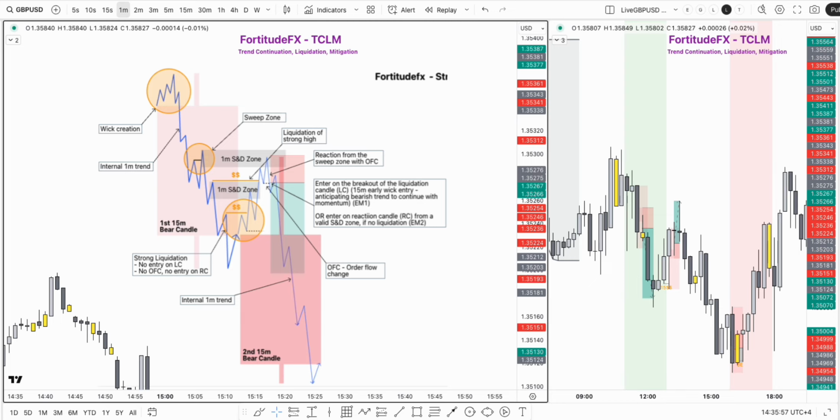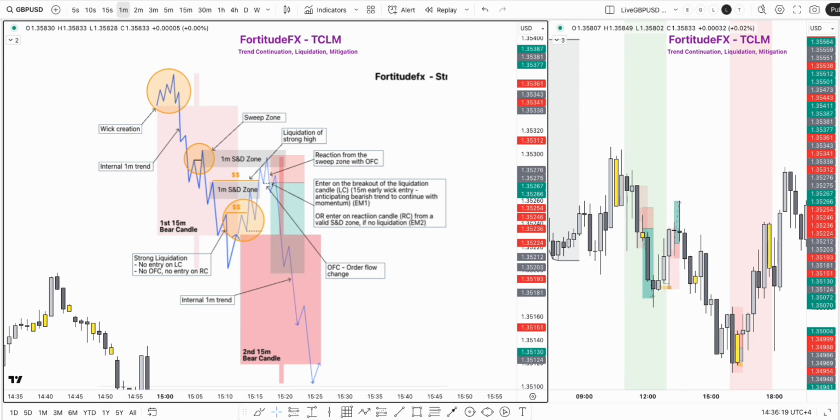But before we jump into that, I just want to talk a little bit about what our approach to trading is. Basically, it is trend continuation, liquidation, and mitigation. I like to call it the TCLM. The idea is that we're trying to catch the wick of a 15-minute candle based on the behavior of the previous 15-minute candle.